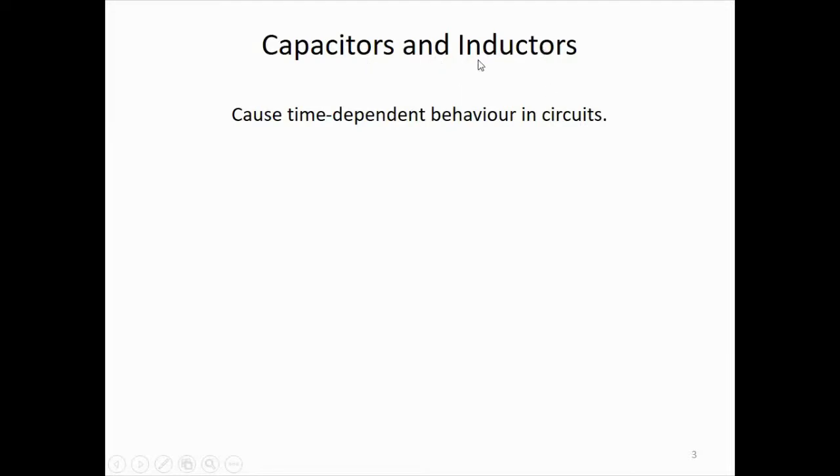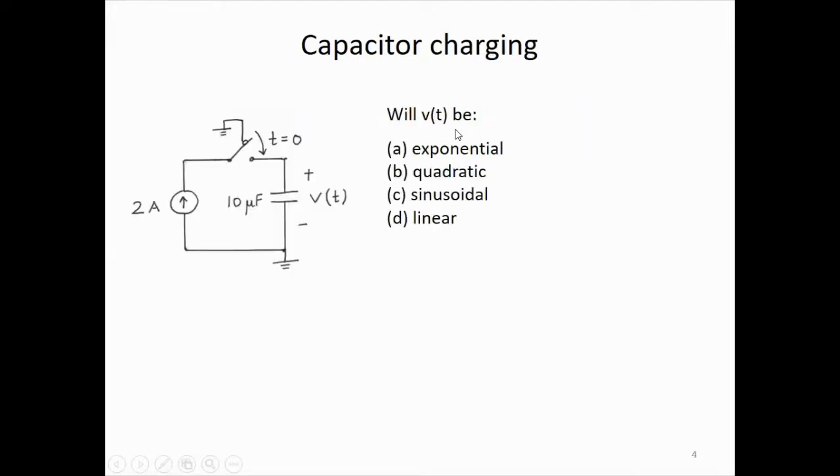Alright, so capacitors and inductors cause time dependent behaviors in circuits. Even if changes are instantaneous, currents and voltages become time dependent. So let us start looking at one of the simplest possible circuits. So we have a capacitor, it's a 10 microfarad capacitor, and there is a current source, and then there is a switch. So now we'll encounter a lot of switches.